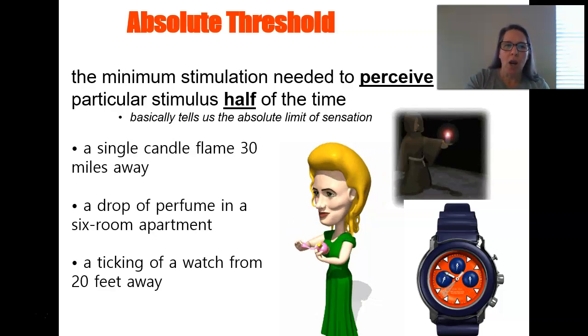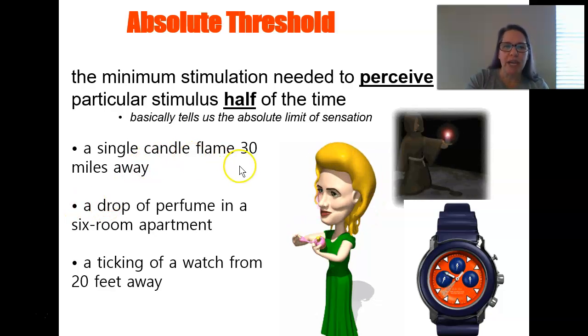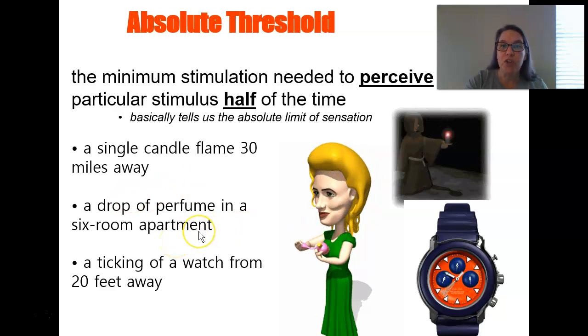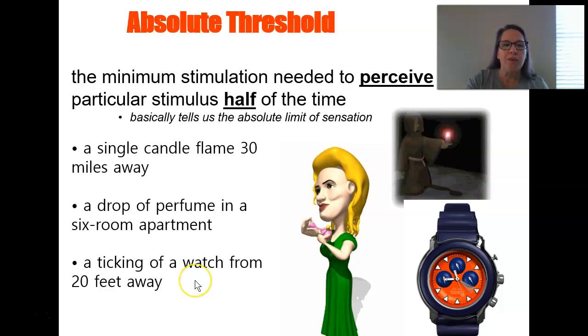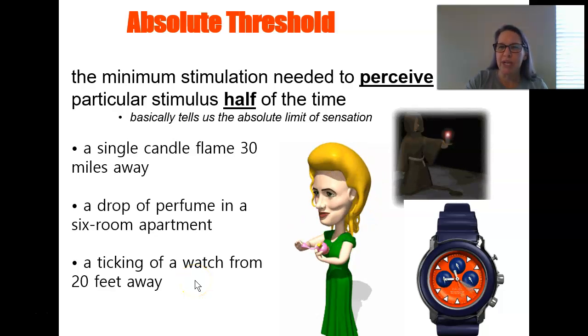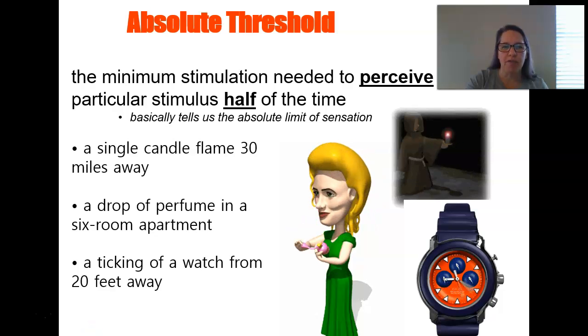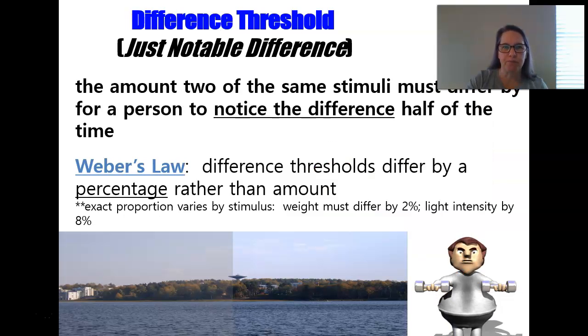But absolute thresholds that have been studied and recorded are, for example, a single candle flame from 30 miles away. Would you be able to see a single candle flame from 30 miles away? Or a drop of perfume in a 6-room apartment? Or the ticking of a watch from 20 feet away? Okay, those are some absolute thresholds of our perception.